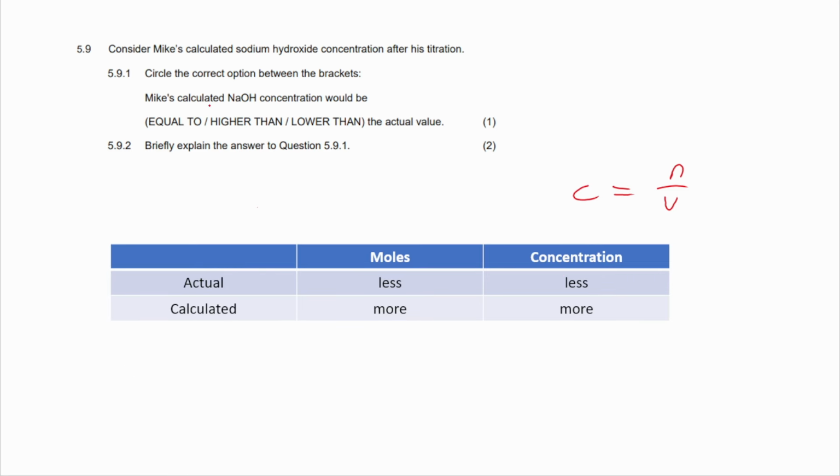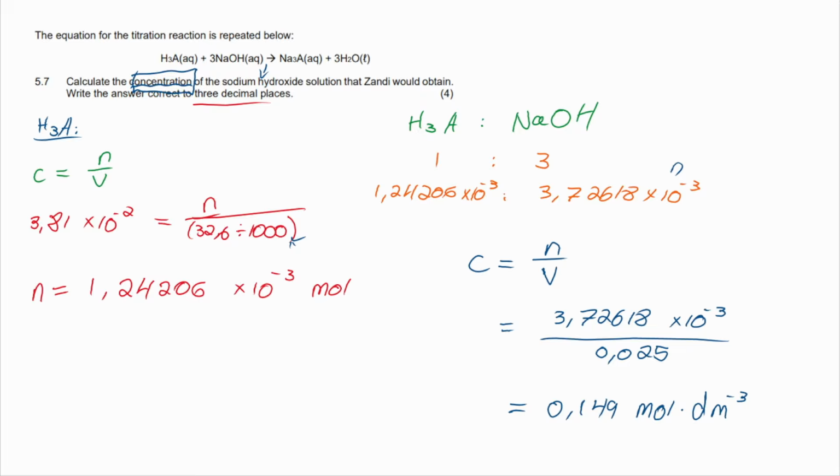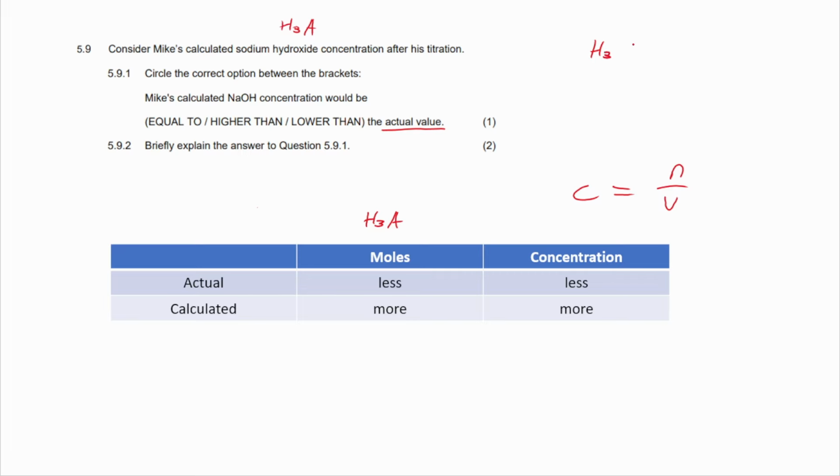But now they're not asking any longer for the H3A, they're asking for the sodium hydroxide, and we need to determine whether it is equal to, higher than, or lower than the actual value. This one's a bit interesting because here we did the table for H3A. But if we do a mole ratio for H3A, we know it's 1 to 3. The actual values aren't important, but I'll include it here for completeness. We know our constant ratio here is 1 to 3, from our mole ratio.